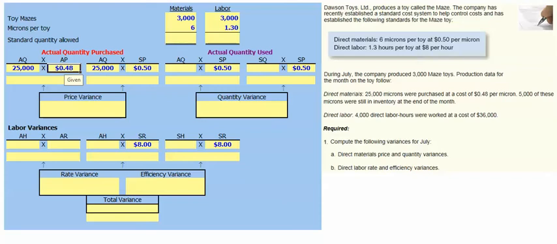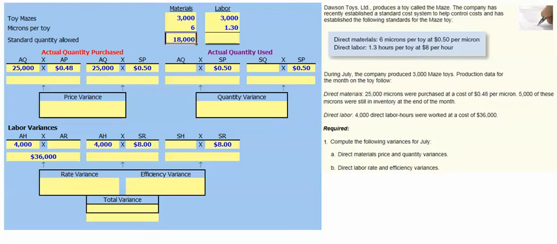Our direct labor requirements were 4,000 direct labor hours worked at a cost of $36,000. Let's go ahead now and compute our direct material price and quantity variances for July and our direct labor rate and efficiency variances. Let's begin by calculating our standard quantity allowed for direct materials.